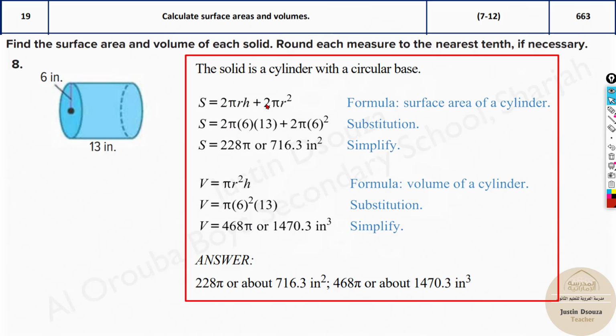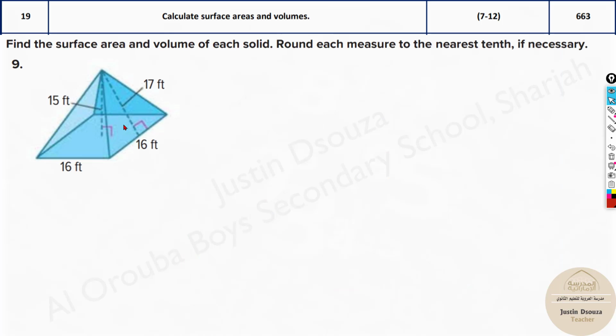You see, all the others are known values. Now put this entirely in the calculator, you will get the answer and round it off to the nearest tenth. Same with volume, only R and H is unknown. So that's it. What about this one?